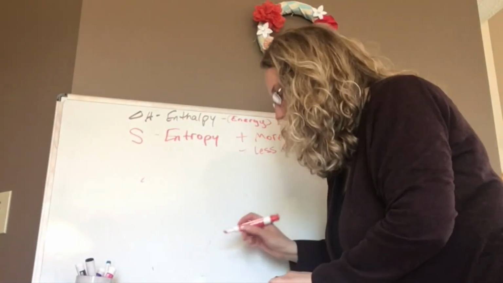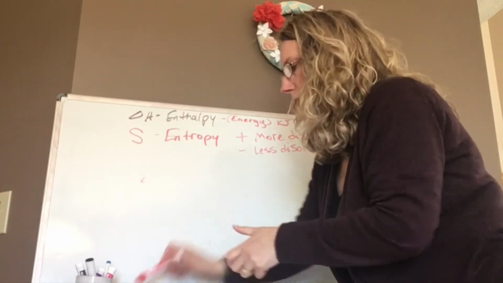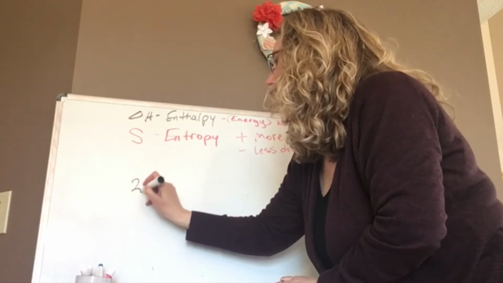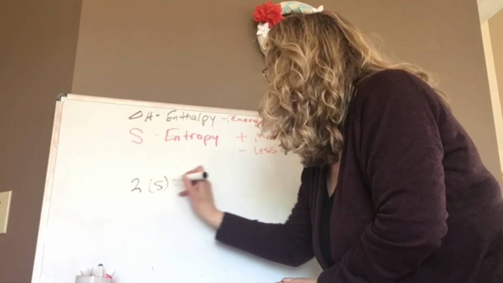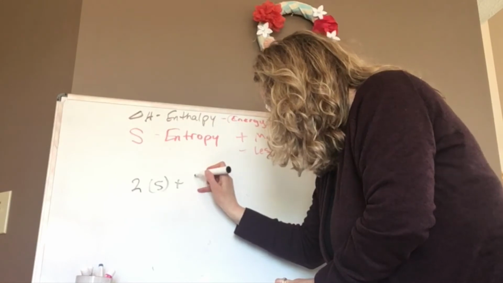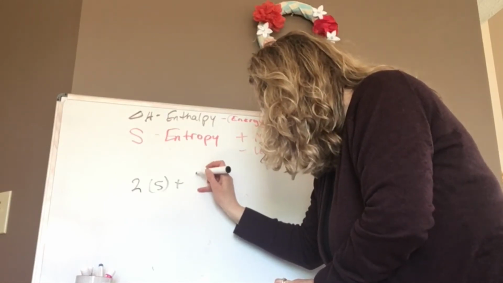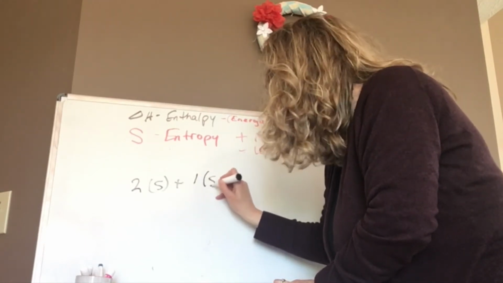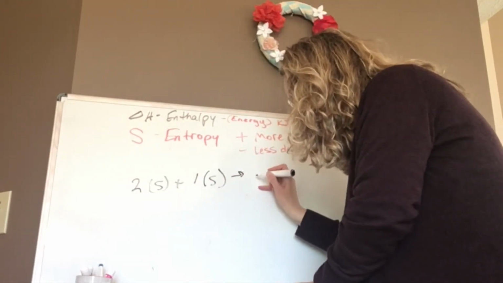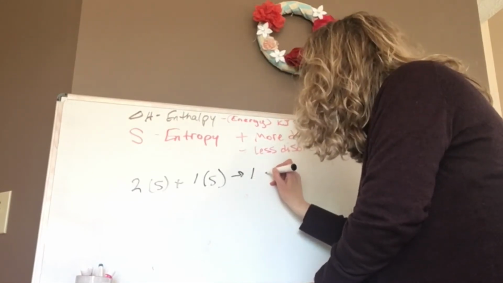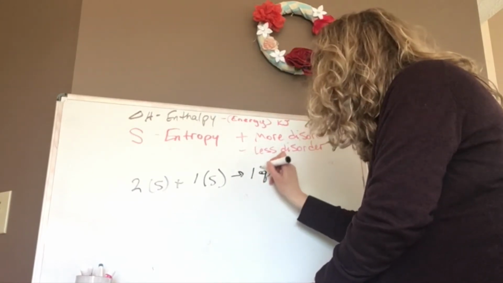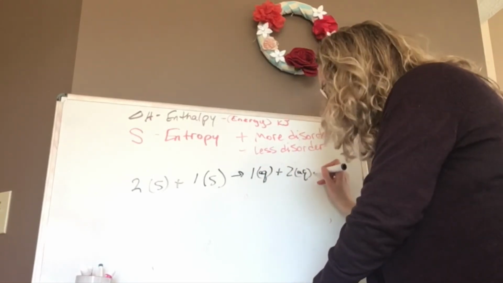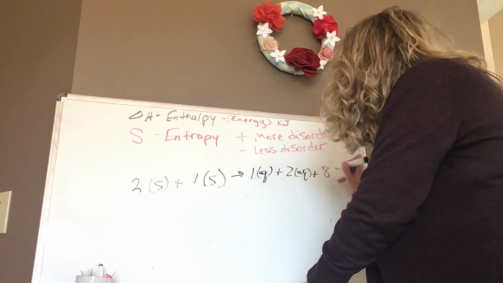Let's switch colors because I think red is hard to see. I'm not even going to write what it is. 2 moles of this solid plus 1 mole, what is that? Barium with a bunch of water, plus 1 mole, but it says it's a solid, turns into 1 mole of a liquid, aqueous is like a liquid, plus 2 moles of a liquid, aqueous, plus 8 moles of a liquid.